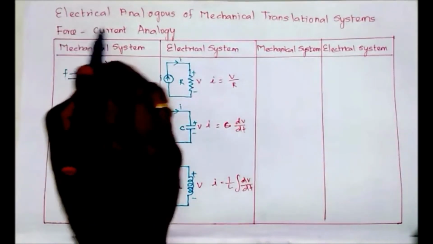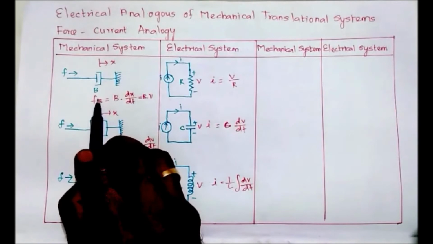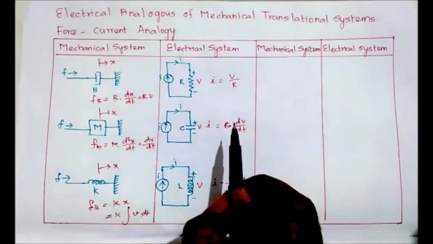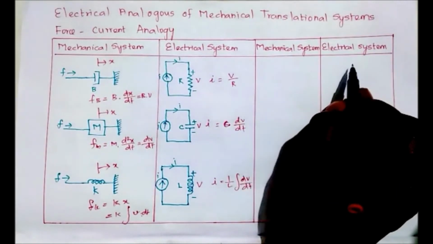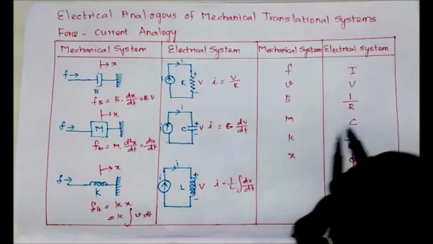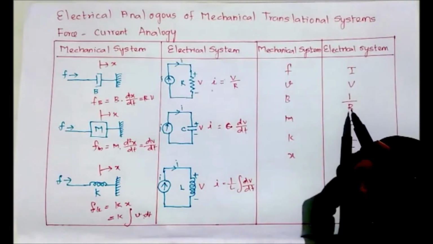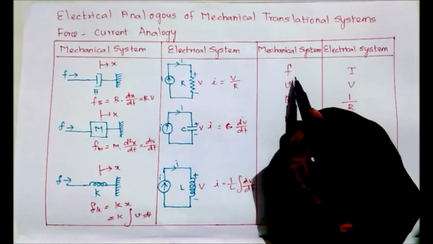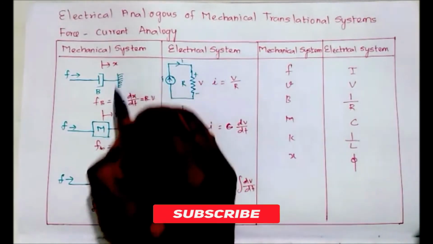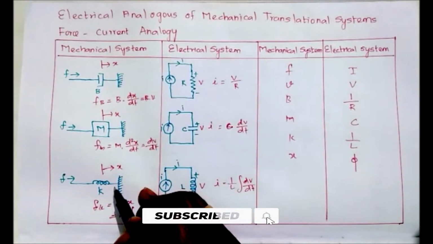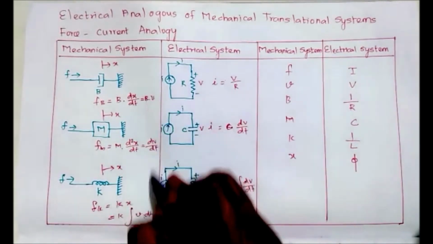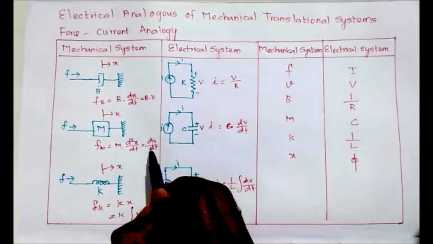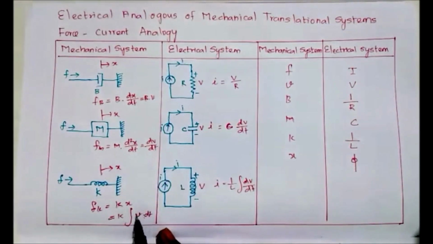Now, according to the force current analogy, force in the mechanical system corresponds to current. Then what is the equivalent electrical element for each mechanical element? To get the equivalent electrical element, what do we have to do? First, we take all the basic three elements in the mechanical system. Then we write their force equations in terms of velocity. This is in terms of velocity, this is also in terms of velocity, and this is also in terms of velocity.